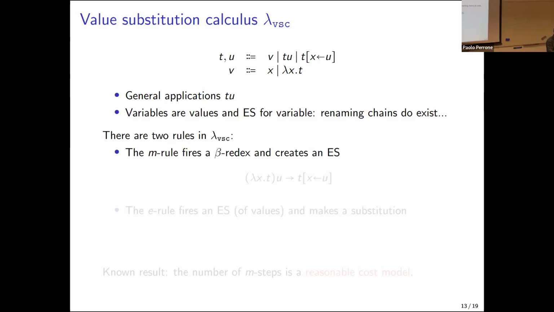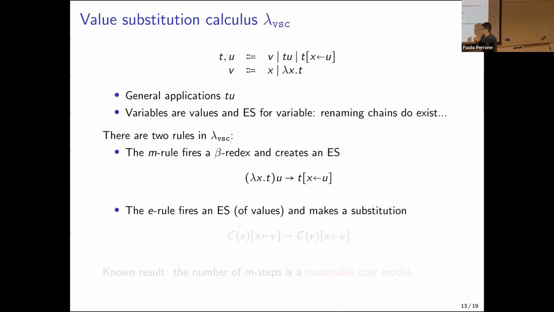And there are two rules in this calculus. So I'm not going to give you the real definition, I'm just going to give you an idea. So the first rule looks like this. It takes a value x and somehow creates a let expression. And as you can see here, there's no constraint on this, even if this is a call by value calculus. So you can just fire this value x and create an explicit substitution.